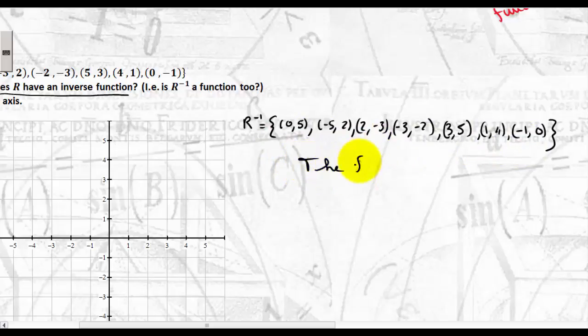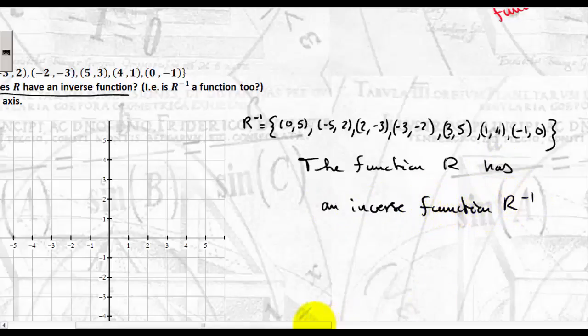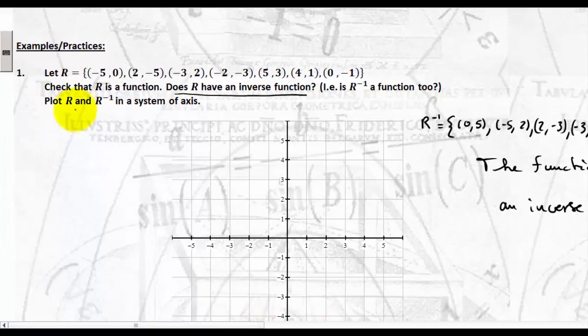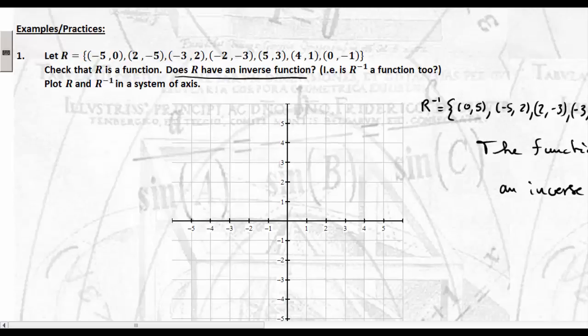The function R has an inverse function. Okay? It has an inverse function, and the inverse function is R minus 1. All right. Next question. Plot R and R minus 1 on the system of axes. So I'm going to let you do that.